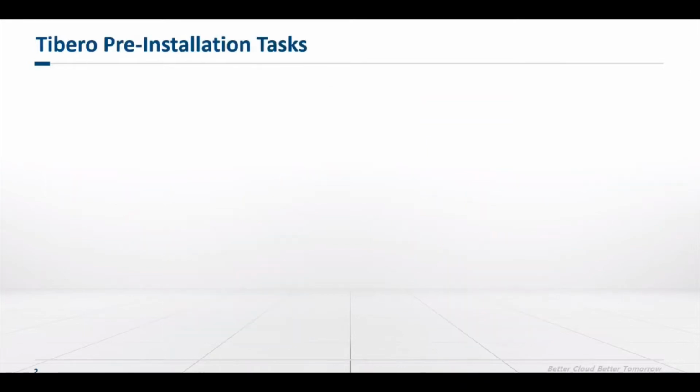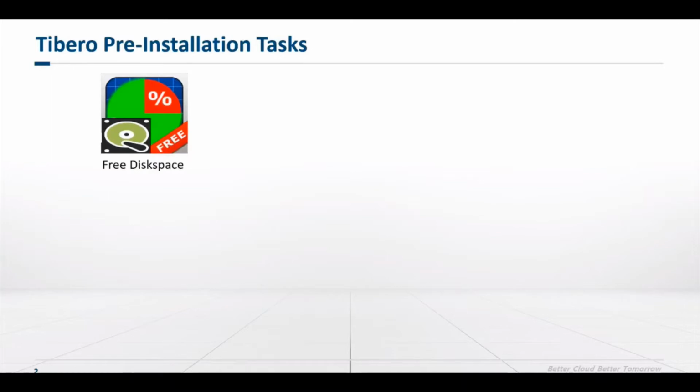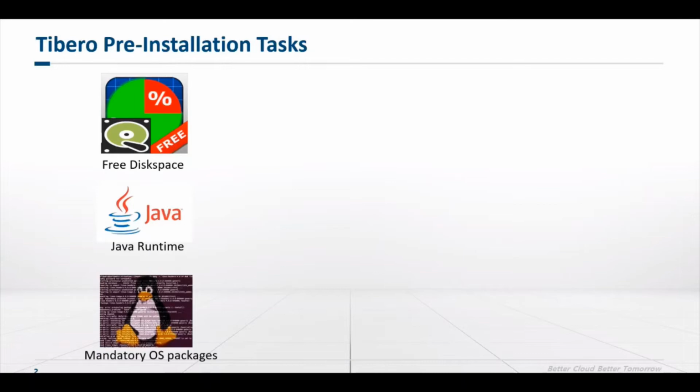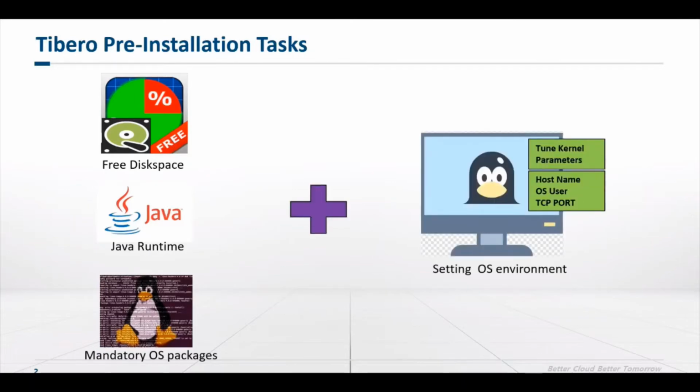Now let's look at some of the pre-installation tasks. First, you need to make sure that at least 2 GB of free disk space is available. You can have more space requirement if you want to create a bigger DB. Then you need to make sure that JDK 1.5 and above is installed. You need to have some mandatory OS packages on your machine. You need to tune some kernel parameters like semaphores and shared memory.